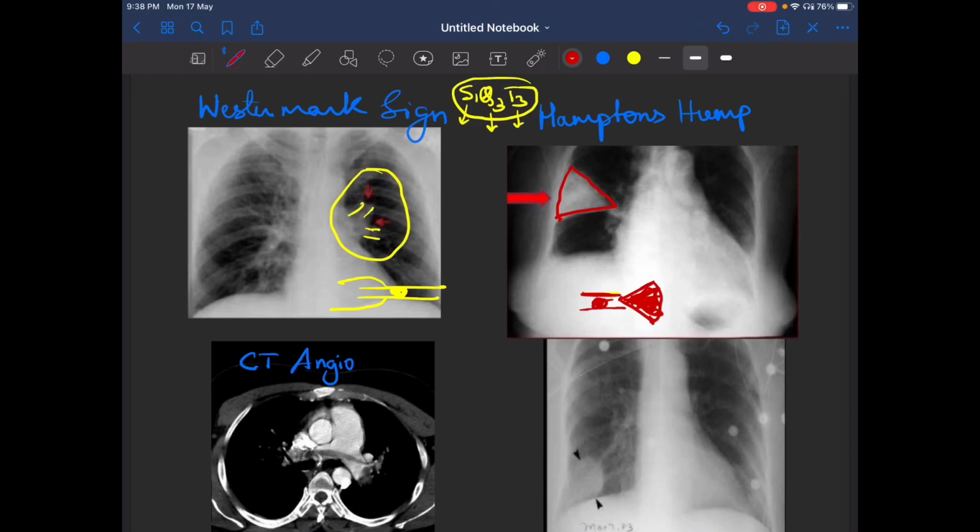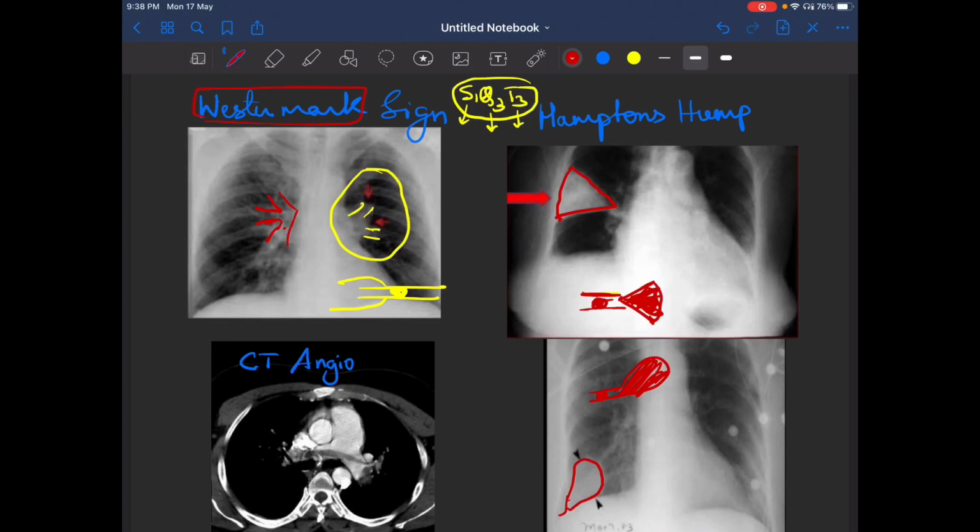Okay, and you can remember it. See here also there is a Hampton's hump. How to remember this Hampton's hump? If the sign is due to hampered blood flow, it will cause Hampton's hump. Okay, if the sign is due to increased blood flow, it will be called Westermark sign. So you remember it like that.